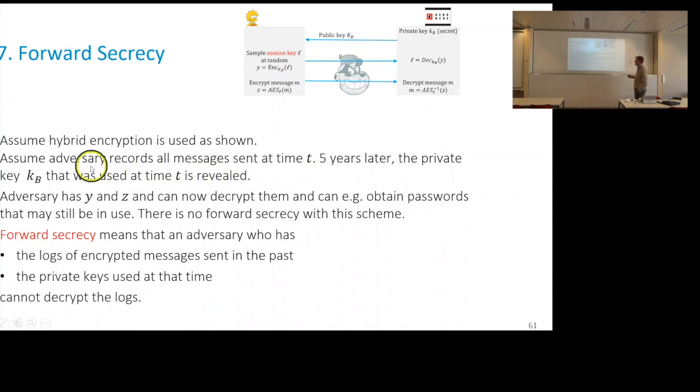So it poses a problem: assume an adversary records all messages. So you have somebody that's sniffing your traffic, but you don't know. The attacks were not successful because you had strong authentication mechanisms. But assume that sometime later, the private key that was used at this time, the private key of the bank, for example, is revealed. Why would a private key be revealed? Is that a completely academic exercise, or do you think it might happen?